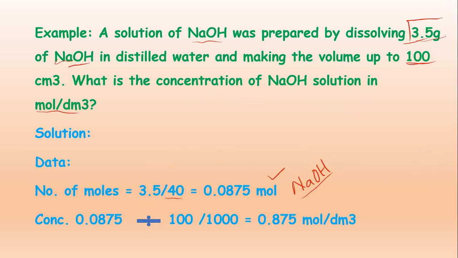Now look here, concentration is this one divided by the 100 volume, which is in cm cube. We have to convert it into dm cube and then divide. So the mole per dm cube concentration is 0.875 mole per dm cube. So this is the answer. This is the question related to formula number 1.